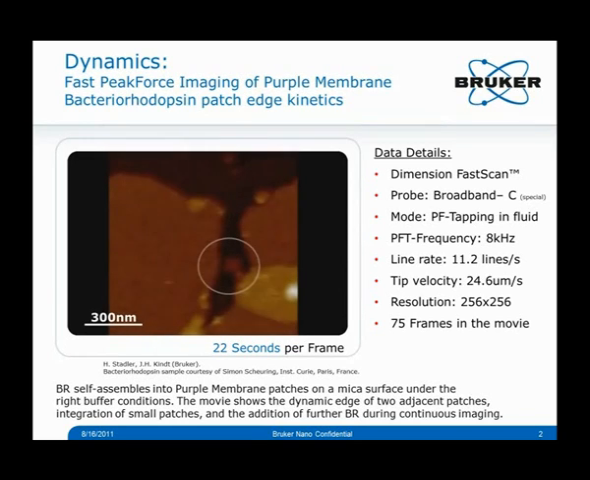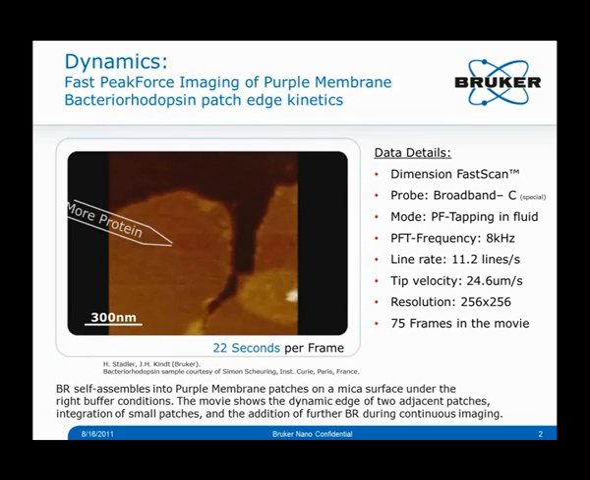So it might be that the self-integration mechanism needs to be from the same plane rather than from on top of the other patches. But this is something we cannot conclusively say from this one short movie, but it's definitely something that a researcher is able to investigate using this time resolution capability offered by the combination of fast scanning and the robustness of PeakForce tapping.